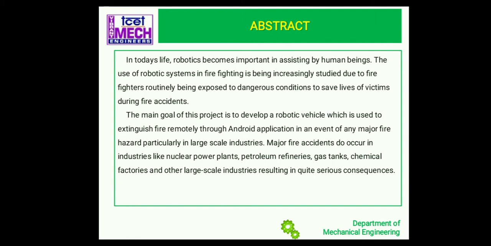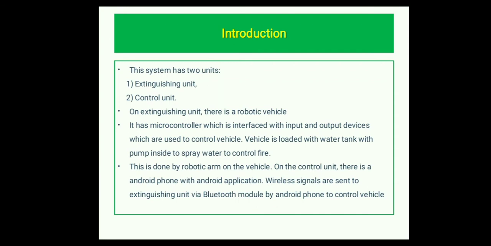Now let's go towards the introduction part. This system has two units, an extinguishing unit and a control unit. On the extinguishing unit, there is a robotic vehicle. It has a microcontroller which is interfaced with input and output devices which are used to control the vehicle. The vehicle is loaded with a water tank with a pump inside to spray water to control the fire. This is done by a robotic arm on the vehicle. On the control unit, there is an Android phone with the Android application. Wireless signals are sent to the extinguishing unit via a Bluetooth module by the Android phone to control the vehicle.